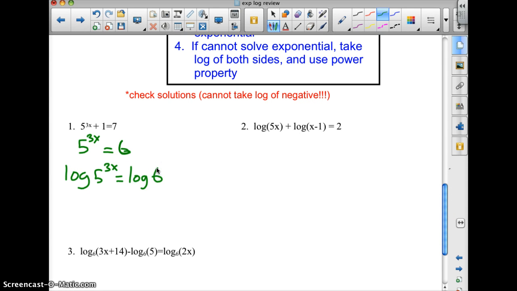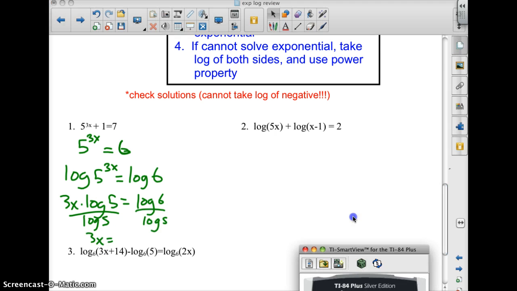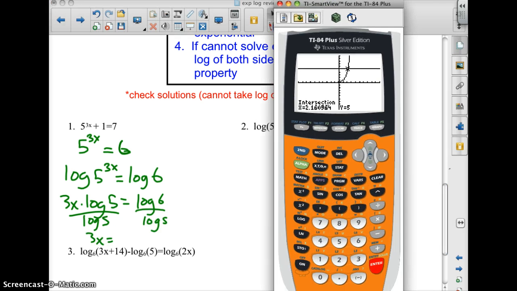So what I'm going to do is I'm going to take the log of both sides. Now what I can do is I can use the power rule to bring this 3x down off the shelf, or I can do something with it. I rewrote that as that, and now you can see I can divide both sides by log 5, and I'll get 3x equals, and this can be done on the calculator, right? Log 6 over log 5.